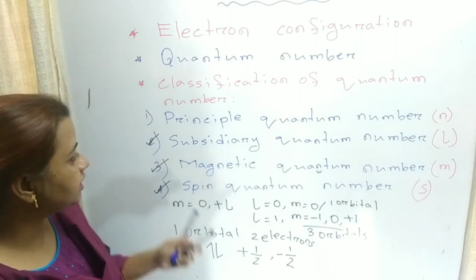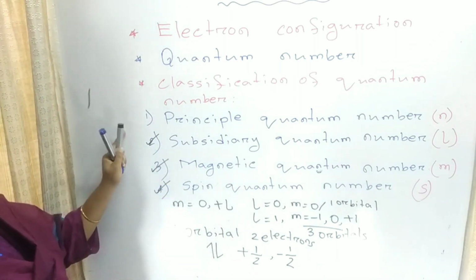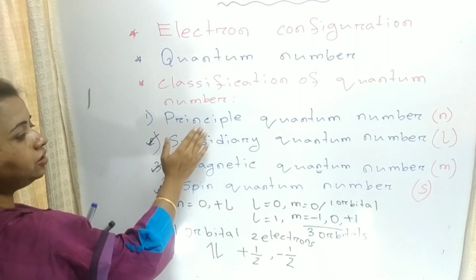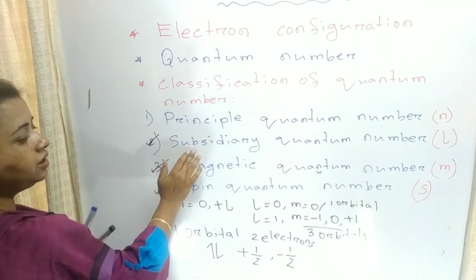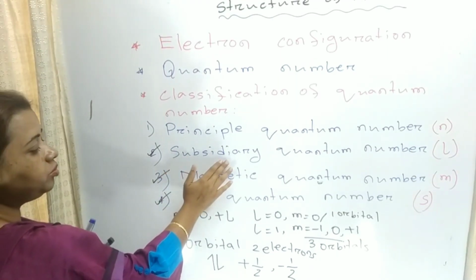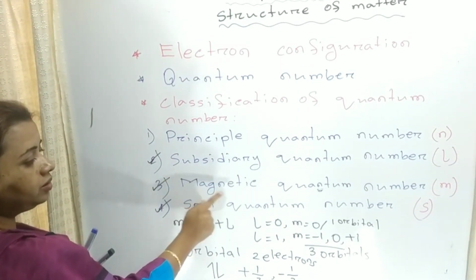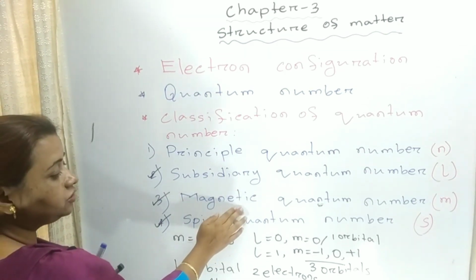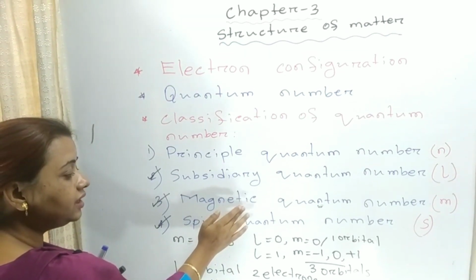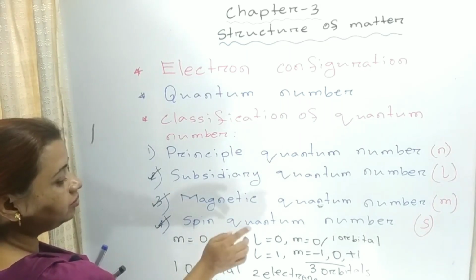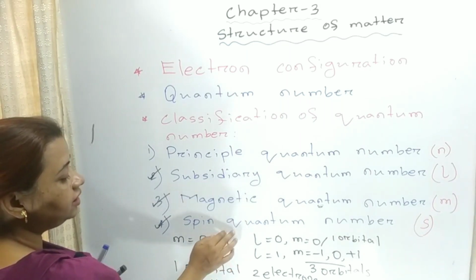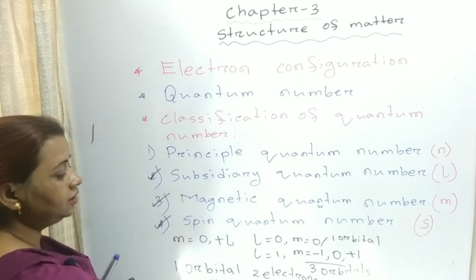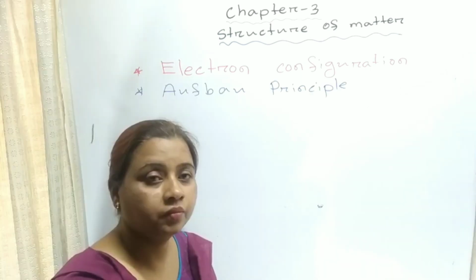So, these are the significance of quantum numbers. Principal quantum number will indicate the size of the orbit, subsidiary quantum number will indicate the shape of the orbit, magnetic quantum number will indicate the orientation of electron inside the orbit, and spin quantum number will indicate the direction of electron in orbital. Is this clear to you?